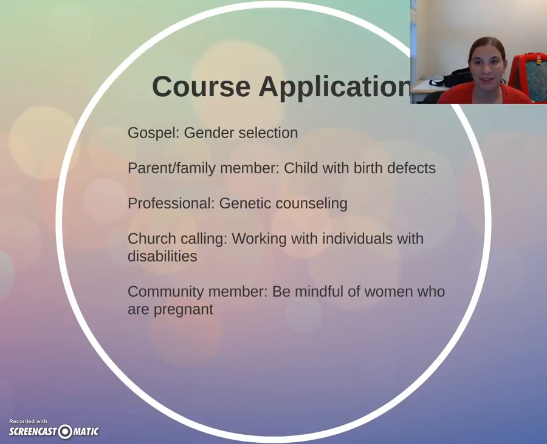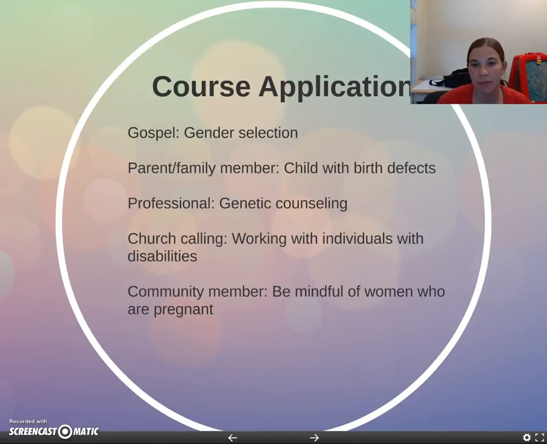I do support the family proclamation to the world that states that we are created male and female for a reason, that we are created in the image of God, male and female, and that our gender is something that Heavenly Father chooses for us. If you have questions about that, or what other countries are doing as far as gender selection, please ask me, especially if it relates to your testimony of gender identity.